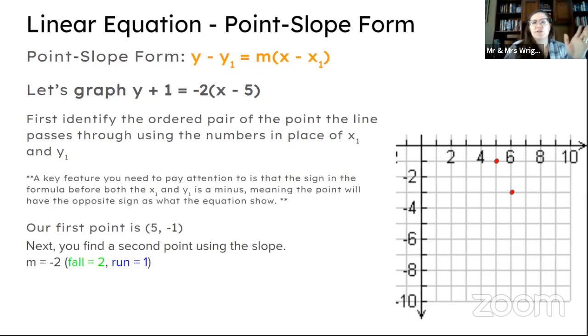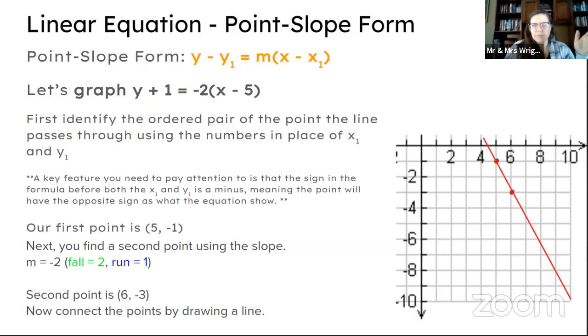Parabolas, we're going to get to later. You need 3 points to more accurately draw those, minimum 3 points. And for a line, it's only 2 points. So we're going to go ahead and just draw on the line here. And remember, if you're writing it on paper, draw the arrows.